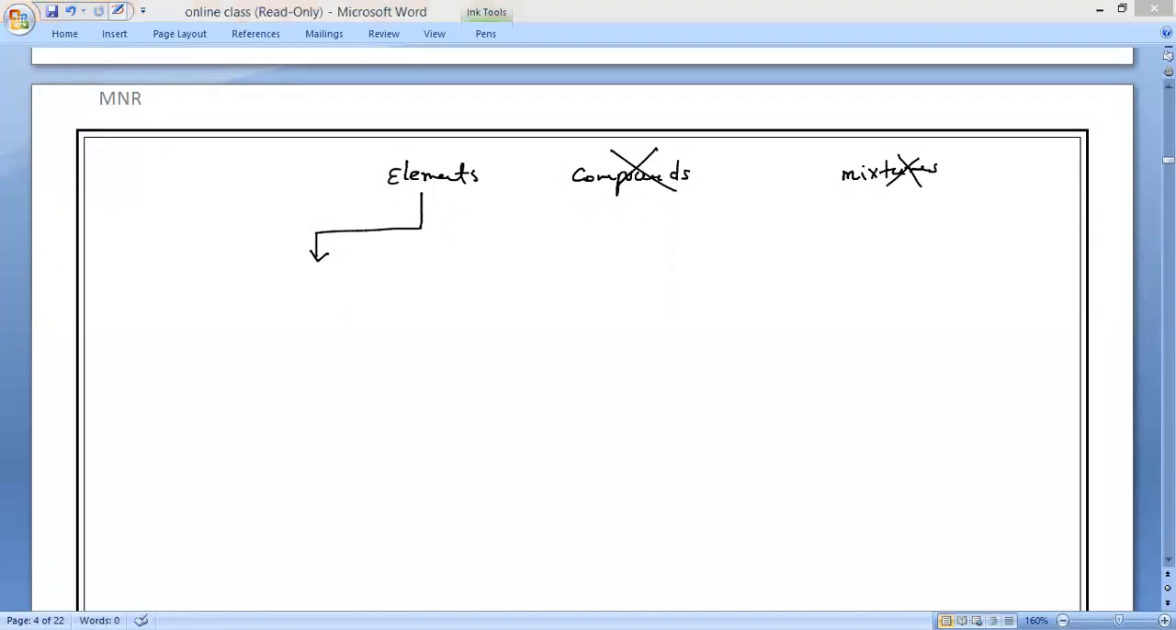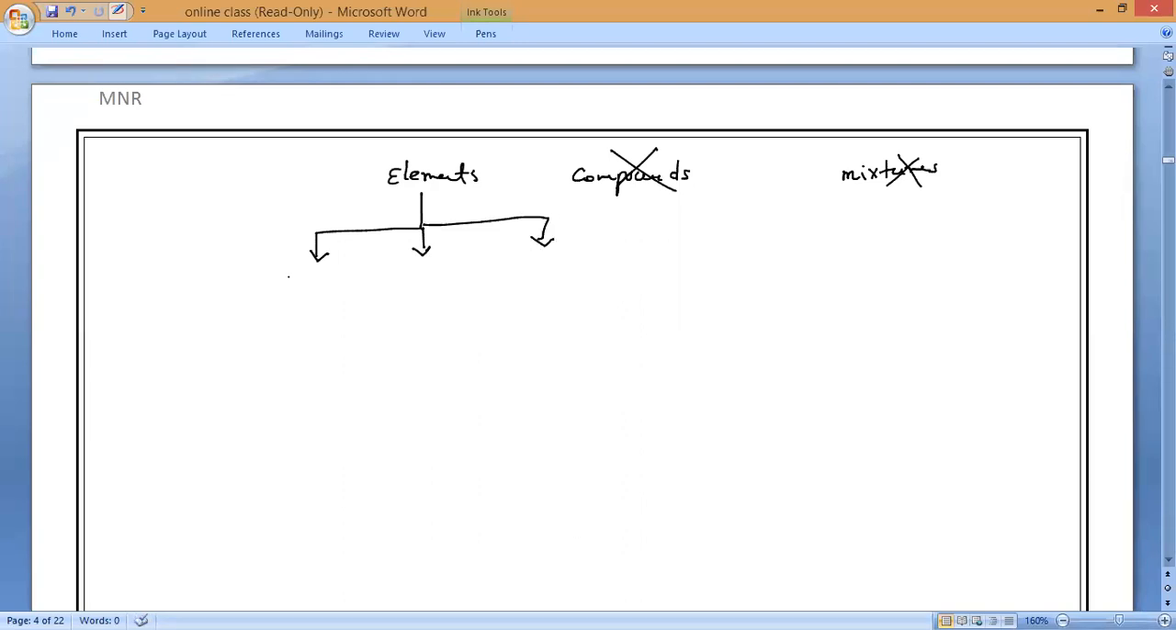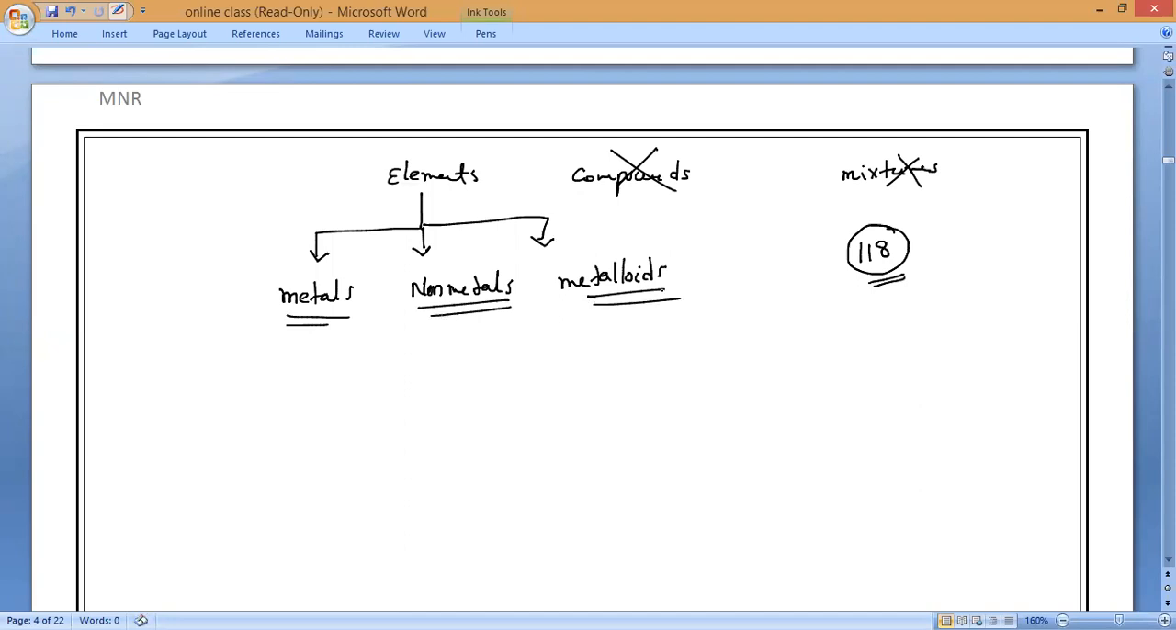Is it yes or no, guys? Yes, please. These elements, based upon their properties, as I told you, we are classifying into three different categories, which we are going to study in today's class: metals, non-metals, and metalloids. How many known elements do we have? 118 elements. In those 118, a few are metals, a few are non-metals, and a few are metalloids.